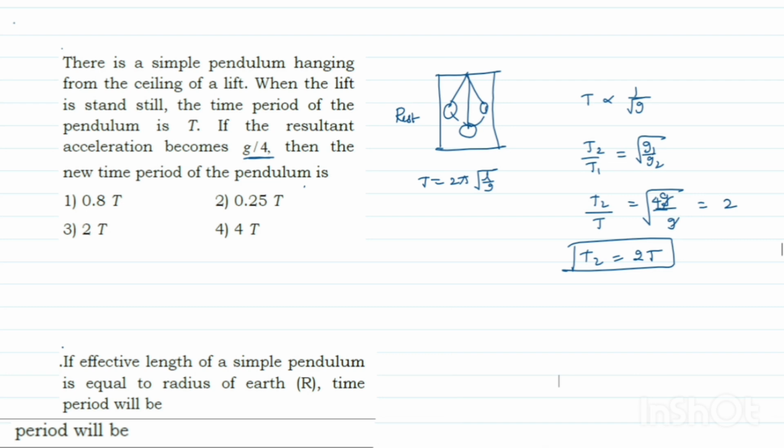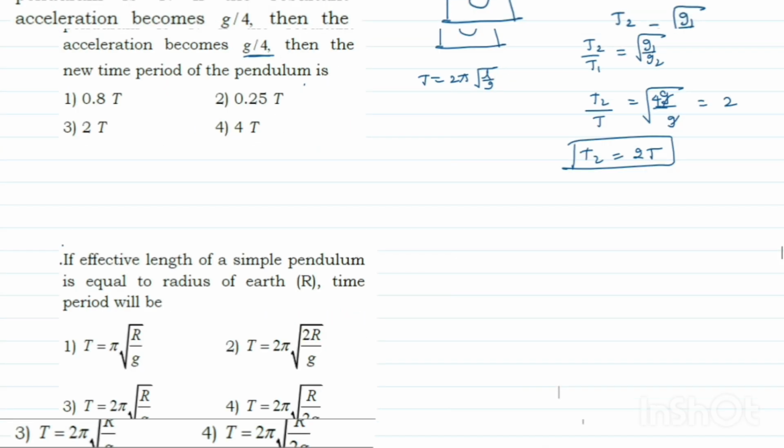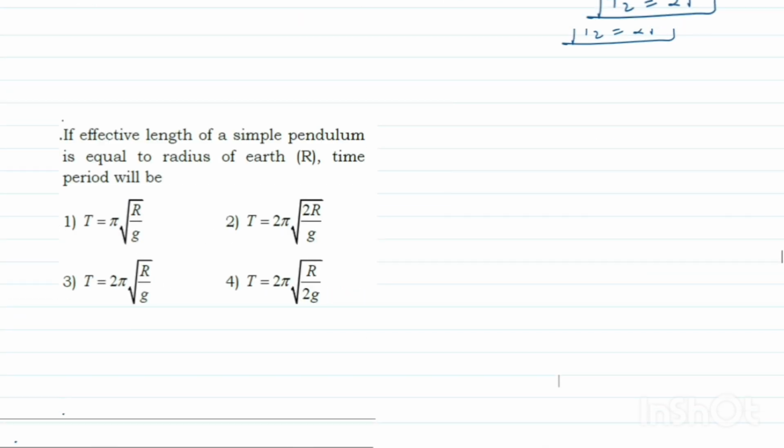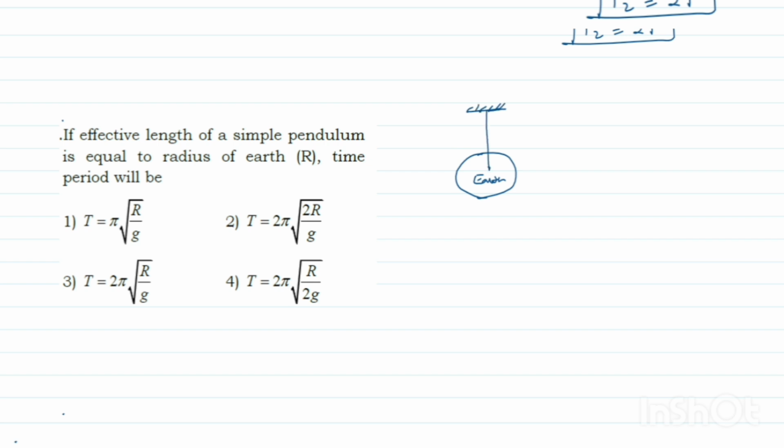Let us take the next question. Here the effective length of the simple pendulum is equal to the radius of the earth, and they are asking for the time period. So this is the case: this is the earth, and here you are taking a simple pendulum, suspending it, and now it is making oscillations like this.